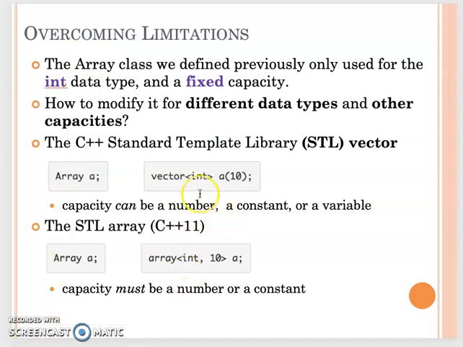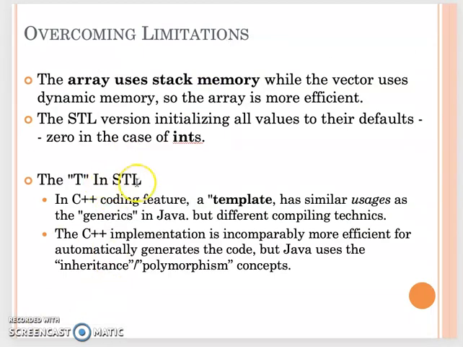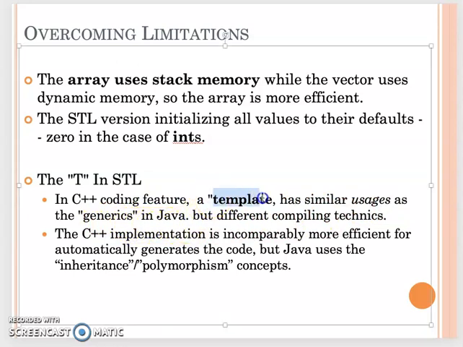Next, we need to ask how we can implement a template class. Like we said, the T in template stands for any data type. That's why in C++ we can define a class, and we can also define a template class. So what is a template class? In C++, a template has a similar usage to generics in Java. In C++ we call it a template, and in Java we call it a generic.